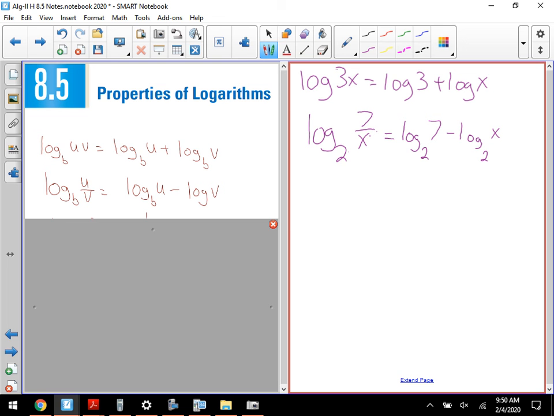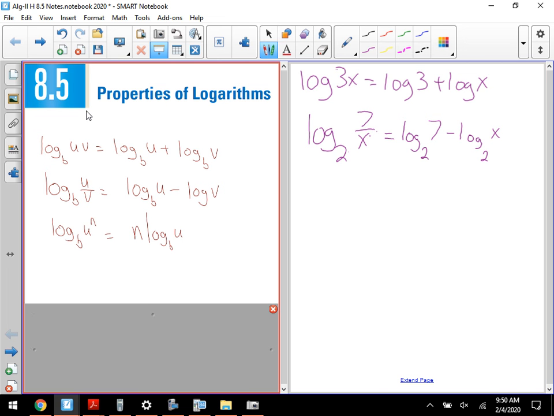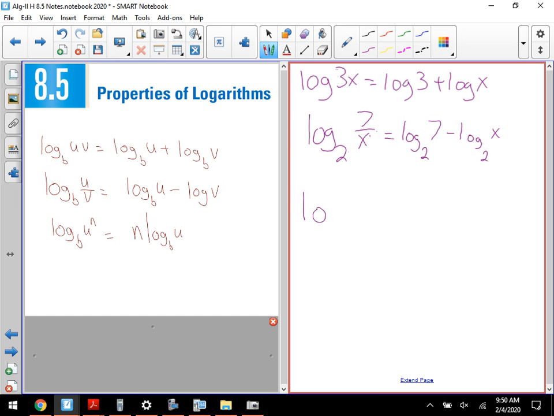And then the last one we look at is also pretty simple. Log base b of u to the n, so the n is the exponent. You just bring the exponent in front of the log. For example, if I say it's log base 3 of x to the 5th, I can rewrite that as 5 log base 3 of x. So we got three properties.